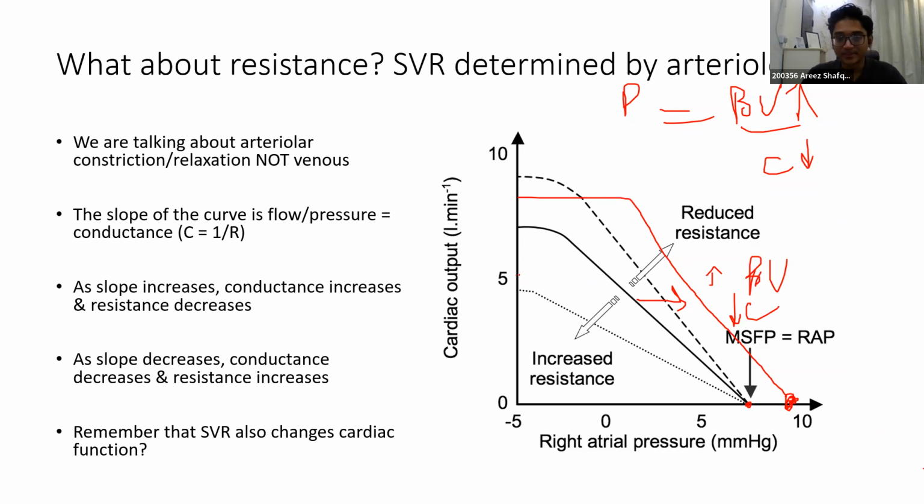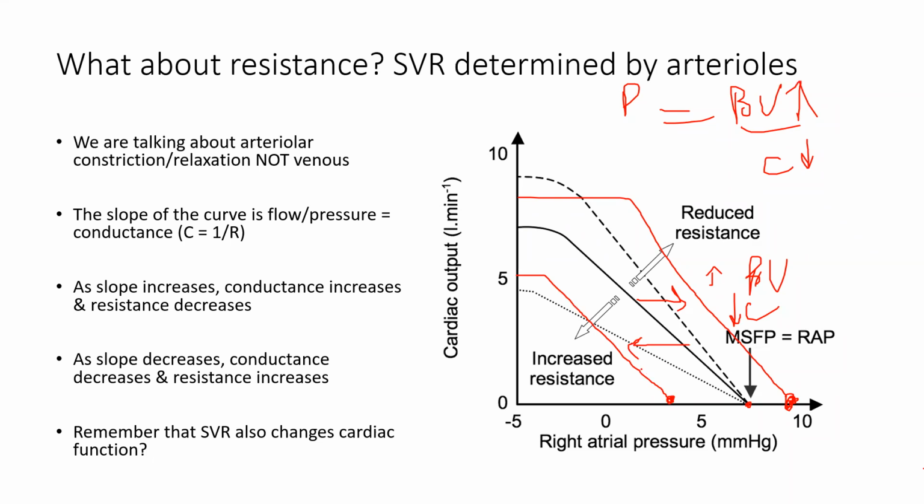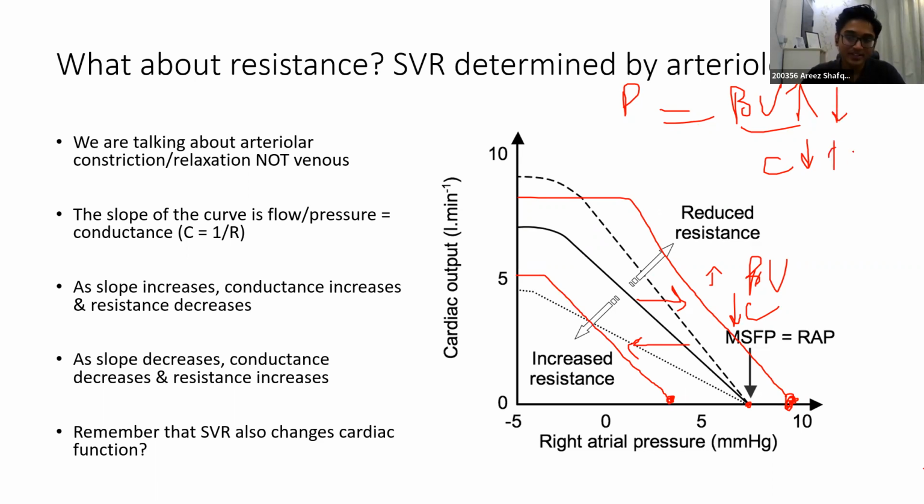Let me draw this scenario. This is the new curve. What happened to PSF? It decreased. That means if we follow this equation, I either decrease blood volume or I increase compliance by venodilation.